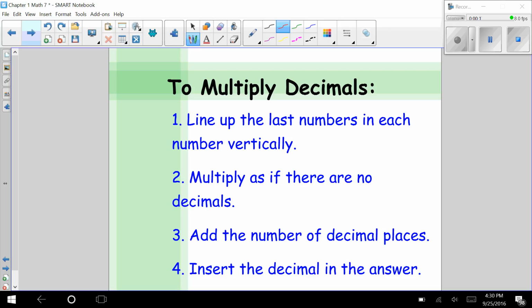Step 2, multiply as if there are no decimals. Step 3, add the number of decimal places. Step 4, insert the decimal that many places from the right in your answer. Just like with adding and subtracting, our multiplication will follow the same rules as integers. So if two numbers have the same sign, there will be a positive answer. And if two numbers have a different sign, there'll be a negative answer.